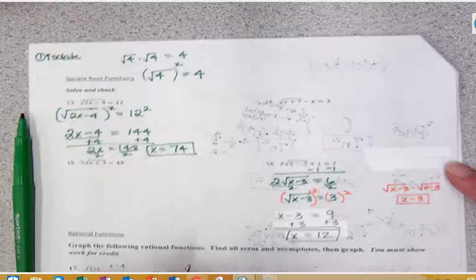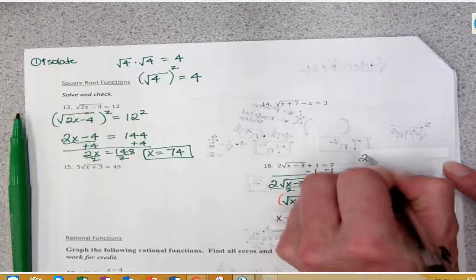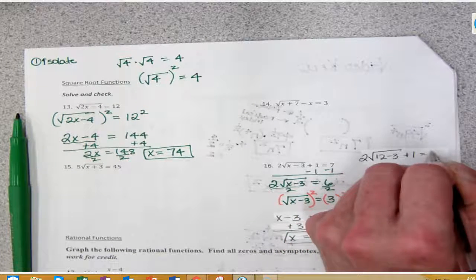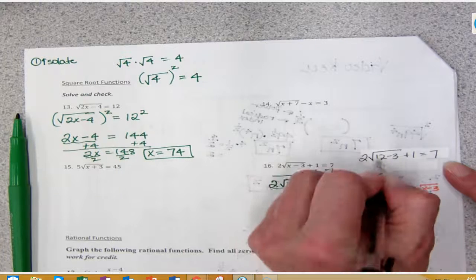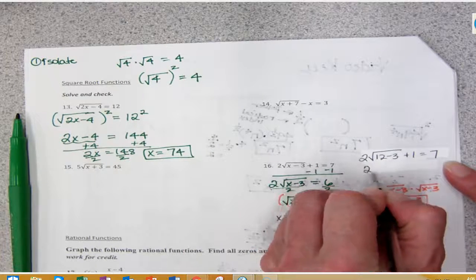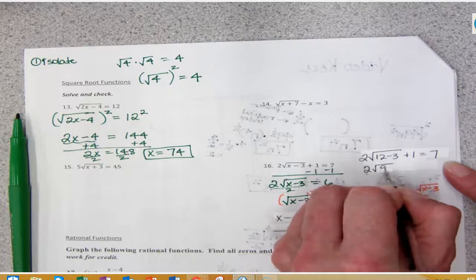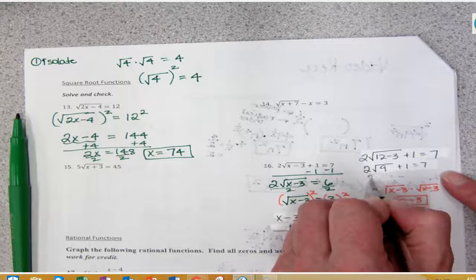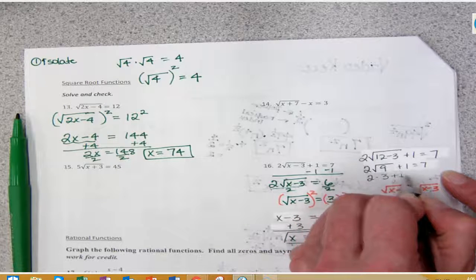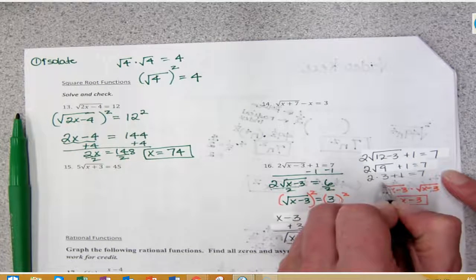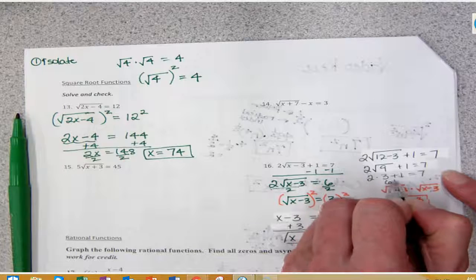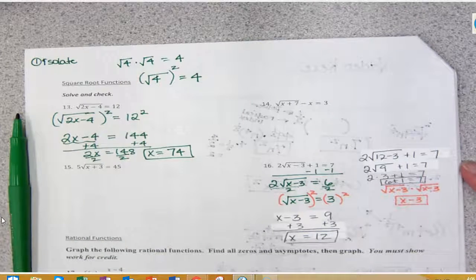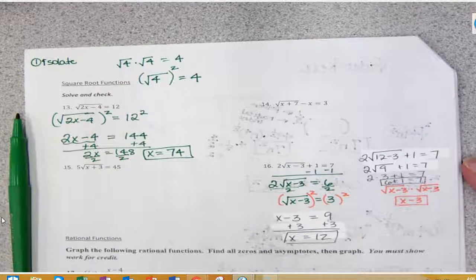Now I can check my answer and bring it up here and say, okay, 2 times the square root of 12 minus 3, plus 1, does that actually equal 7? 2 times the square root of 9, plus 1, does that equal 7? 2 times 3 plus 1, 3 times 2 is 6. 6 plus 1 does equal 7. So I've checked my answer. Okay, that's how you do that.